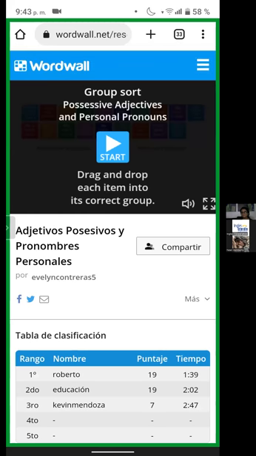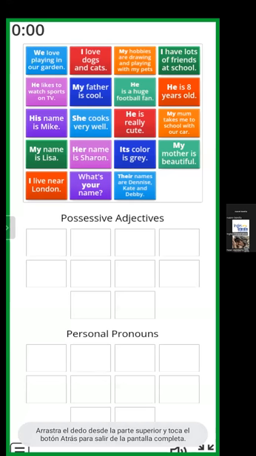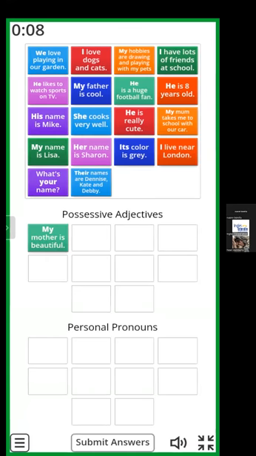Okay, delay and start. ¿Empezamos ya? Sí. Y me van a ir diciendo. Sí, los demás lo pueden ver en el celular porque son pequeños, y vayan clasificándolo. Okay.